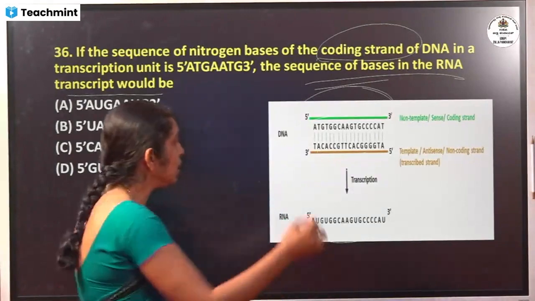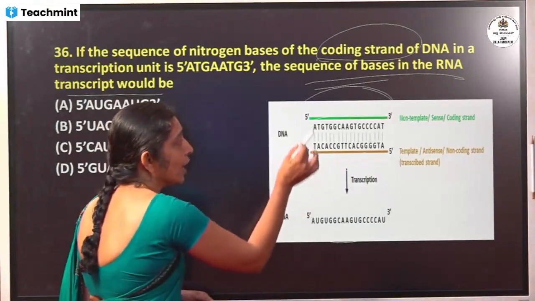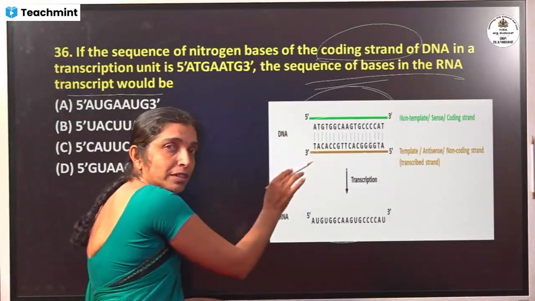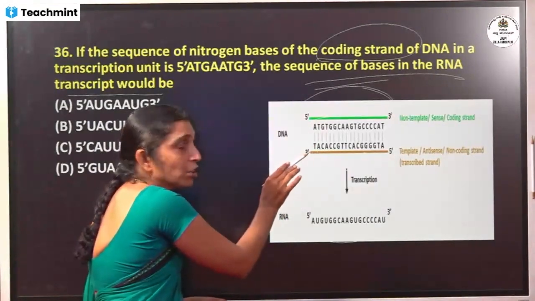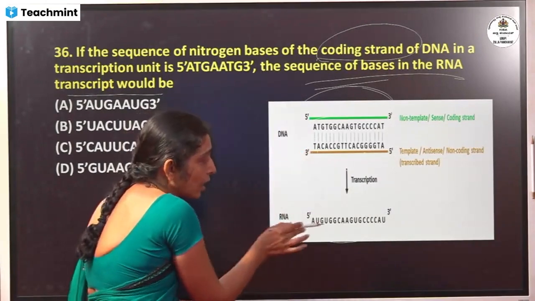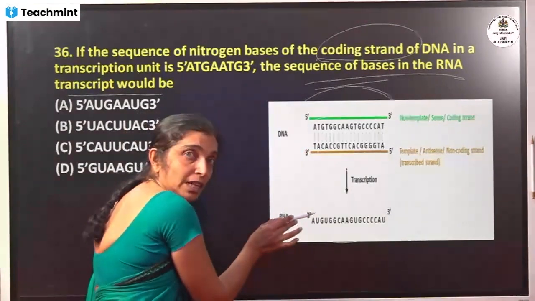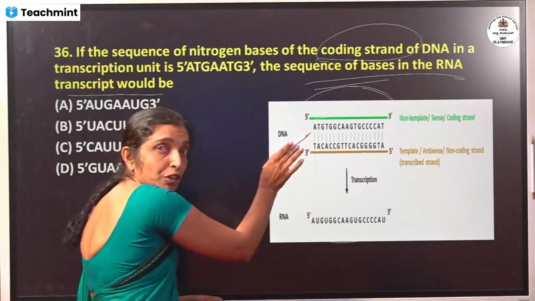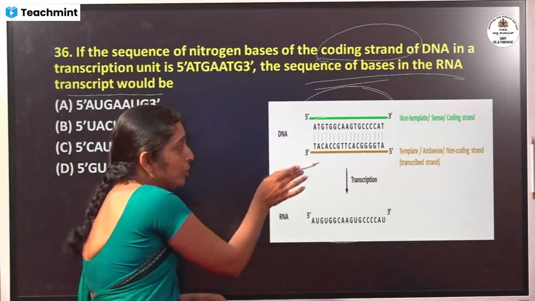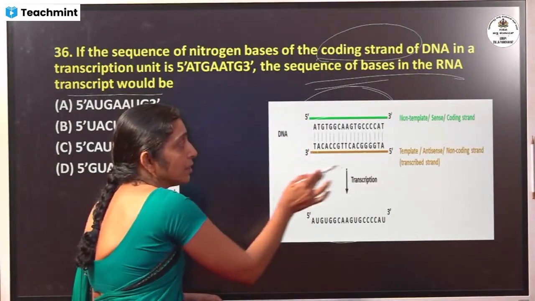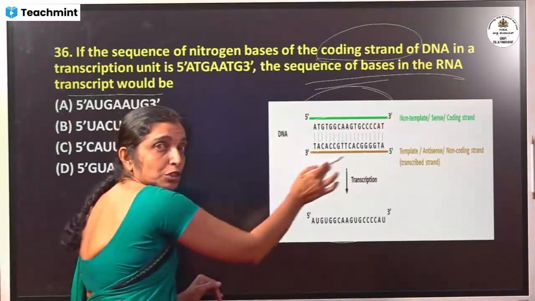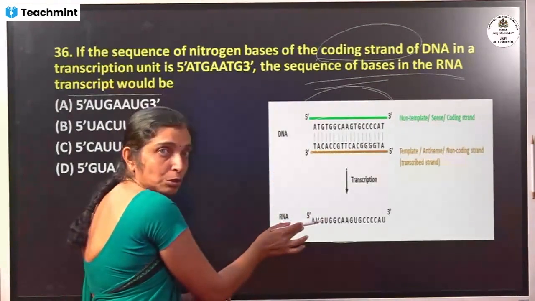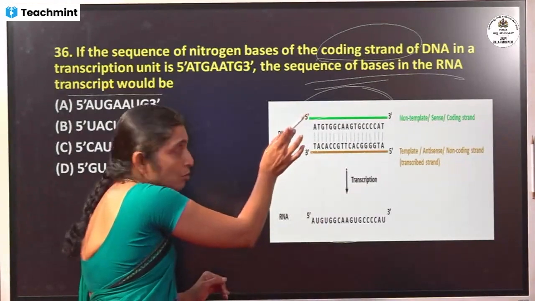So here, the coding strand will be complementary to your non-coding strand, or your template strand. And the mRNA transcript that you're going to get will be exactly similar to your coding strand, because these are complementary. The non-coding strand is the one which is going to form your mRNA transcript. This is the coding strand, so this will be similar to this.